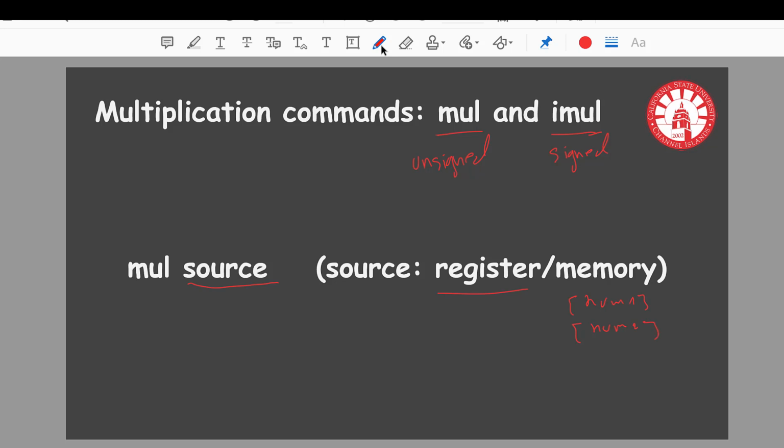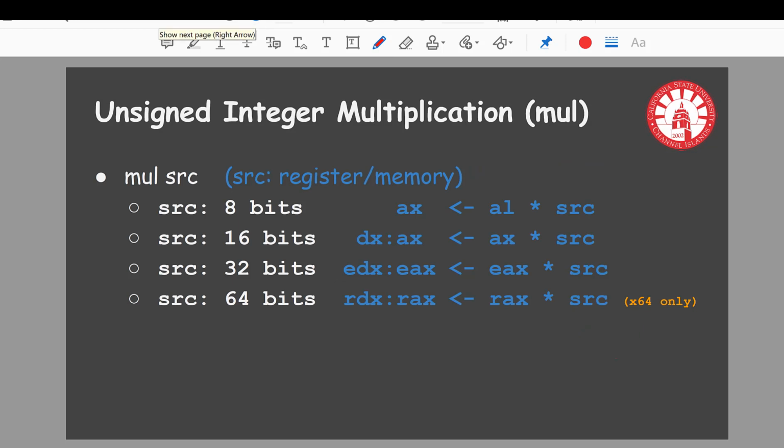All right, let's see more detail about mul operation. Okay, source could have different bit lengths. It could be 8-bit, 16-bit, 32-bit, or 64-bit. Depending on the length of the source, the command itself is going to automatically choose the second operand. So if the source is 8-bit, then the second operand would be AL, meaning that it's going to multiply AL with the source and then put the result into AX register.